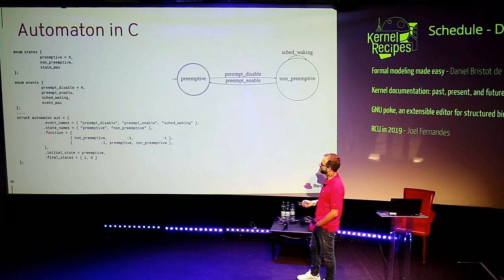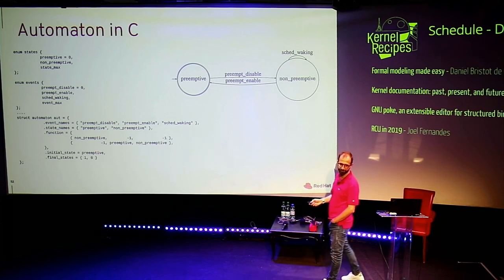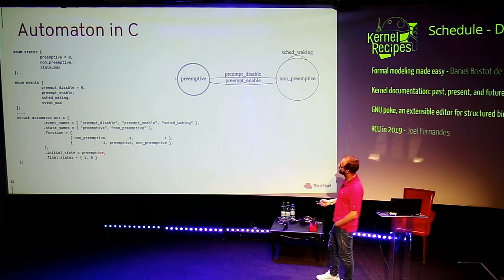And here I have the function that says, okay, if I am in preemptive, right, and if I receive the preempt disable, so 0, 0, I will go to the non-preemptive. And here is the initial state, and my final state is this.